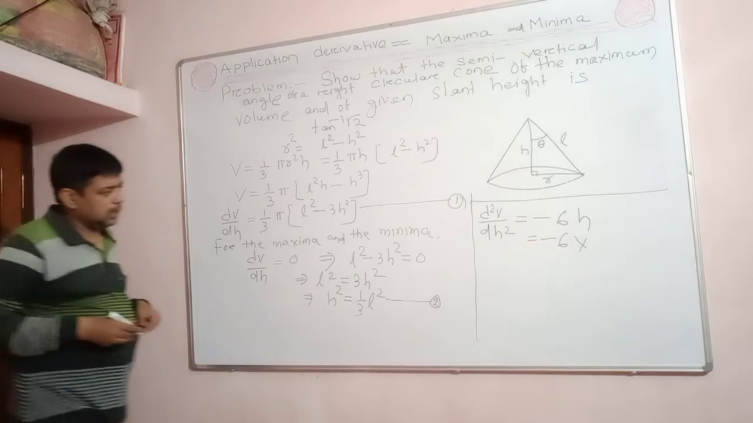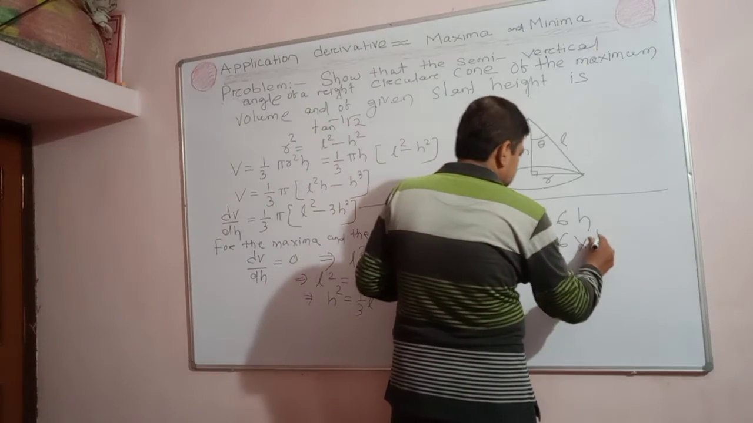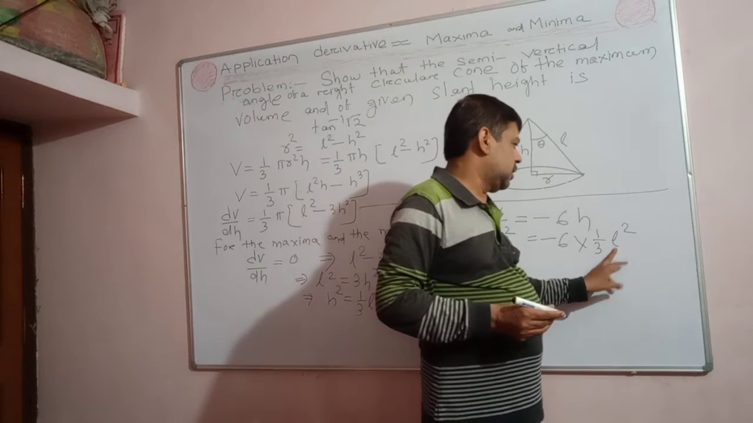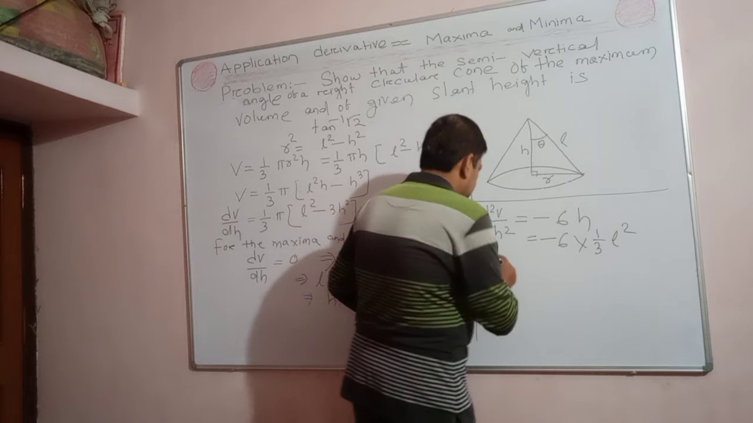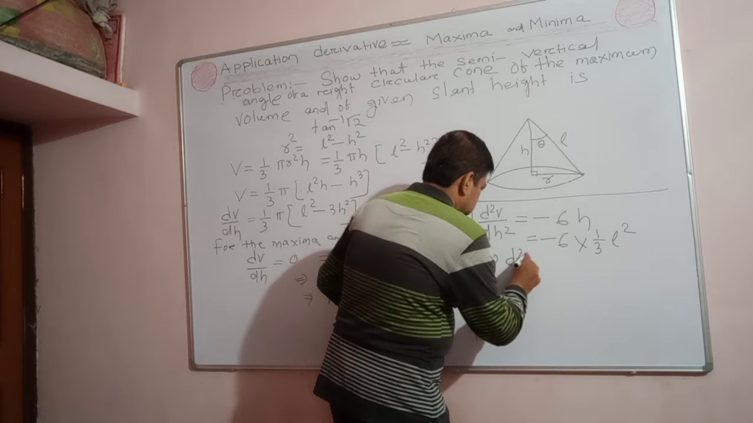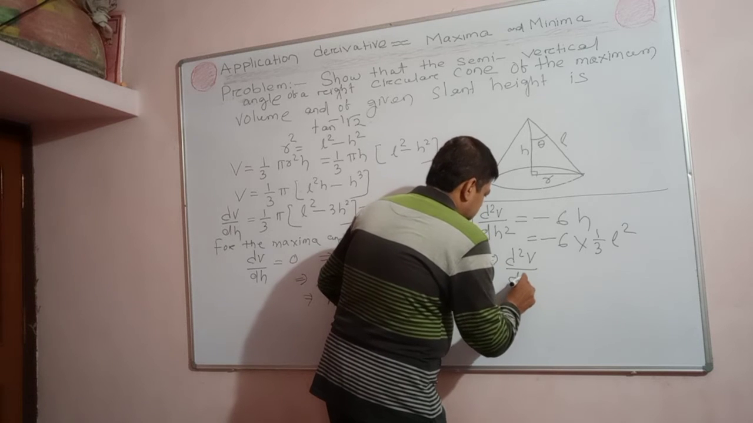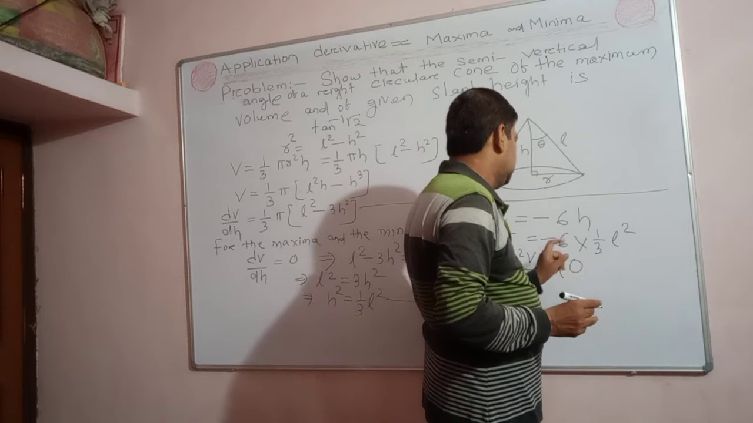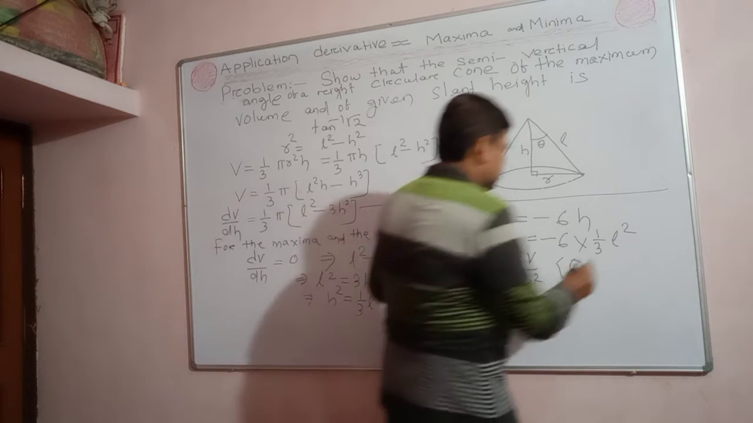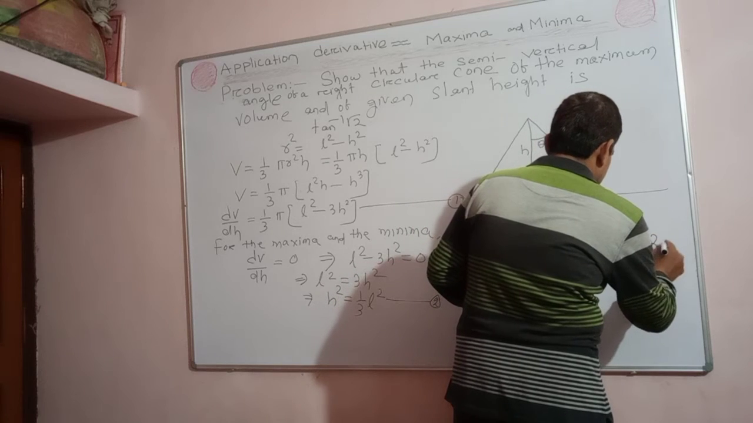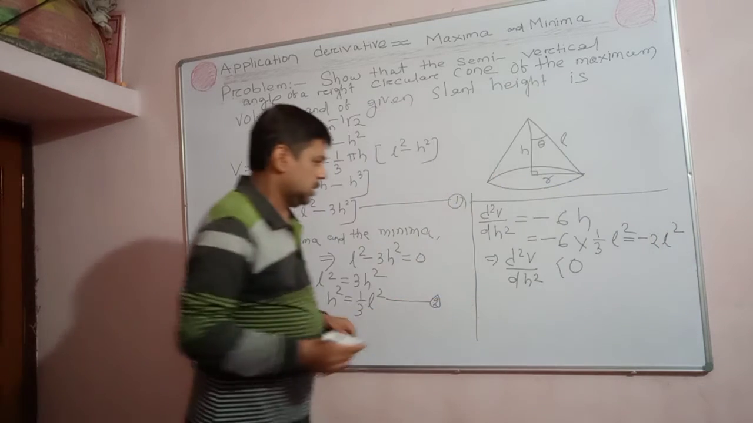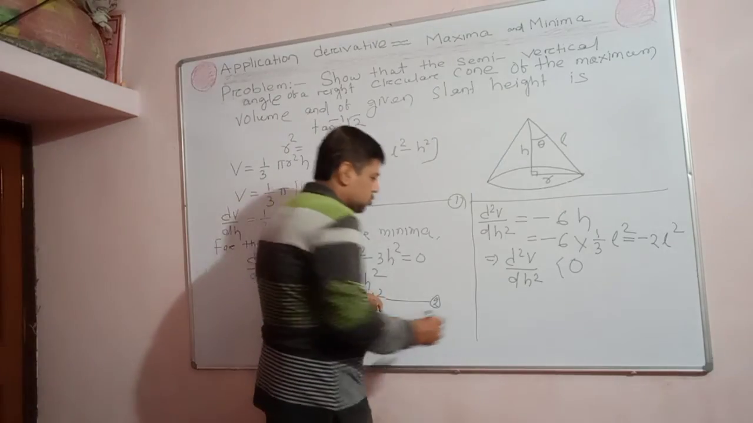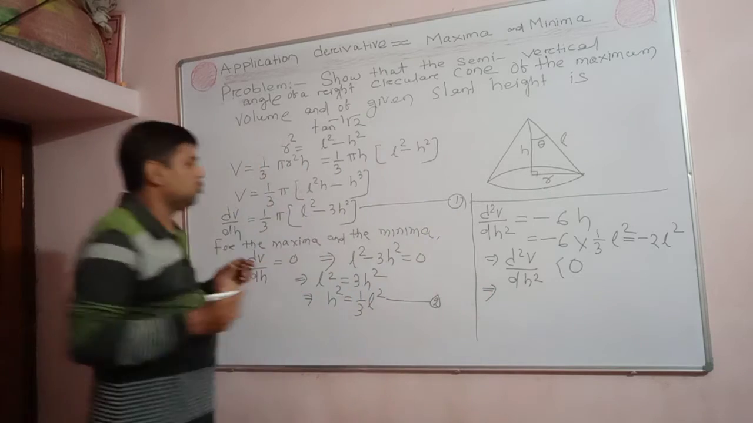And the value of h will be 1 by 3 L square. Whatever the value of L, L square will be positive. So it is clear that the second derivative d square V by dh square must be negative, less than 0, because L square is always positive and this value is minus 2L square. Since the second derivative is negative, the volume of the cone will be maximum.